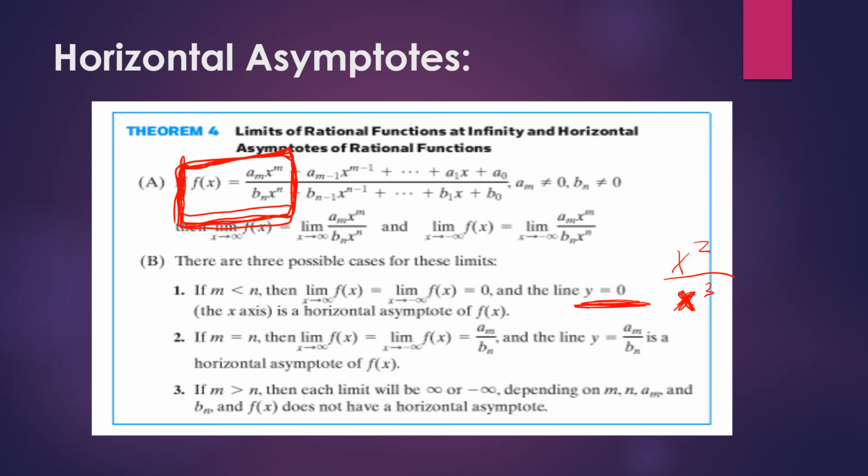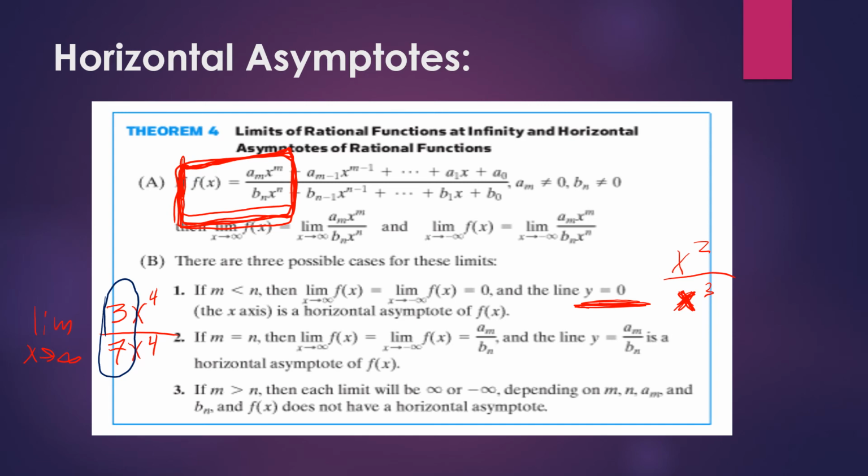Case 2, they say, well, what happens if m is equal to n? Well, then they say it's the ratios of the coefficients. So for example, let's say I had 3x to the 4 divided by 7x to the 4. If I'm trying to take this limit, well, because they're both x to the 4, m would equal n, and I would just take a look at the coefficients, the 3 and the 7, and I would say that my horizontal asymptote is 3/7.